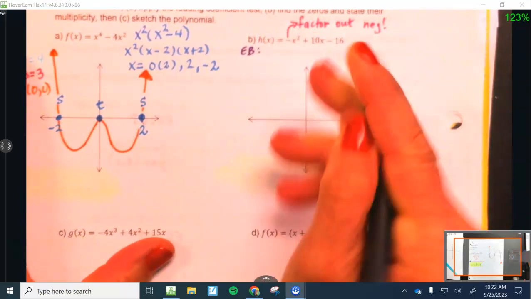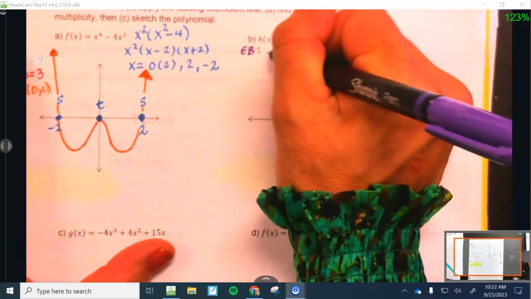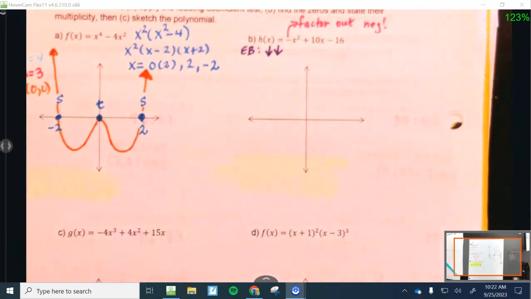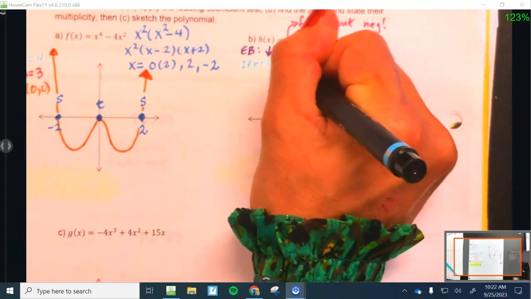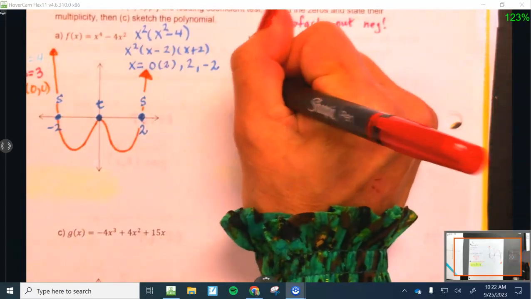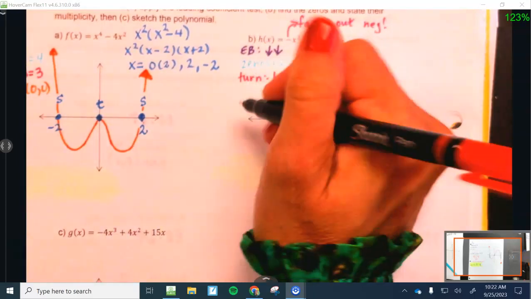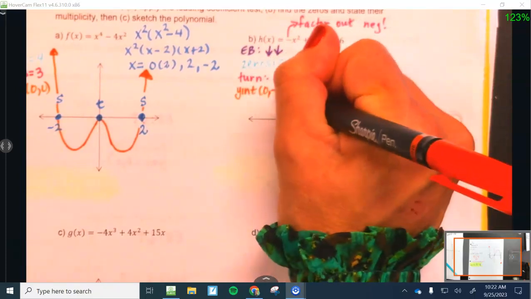End behavior is so important for you to recognize. What is the end behavior? Down, down. Very, very good. All right, zeros. How many zeros? Yes, there's 2. How many turns? Just 1. Y'all, what's the y-intercept? Yes, 0, negative 16.